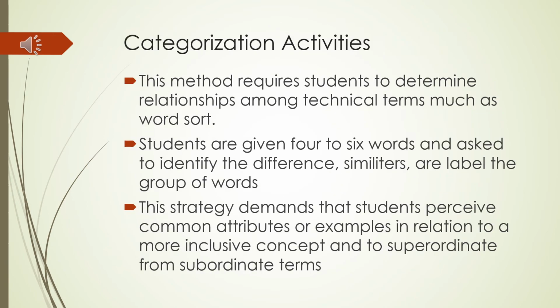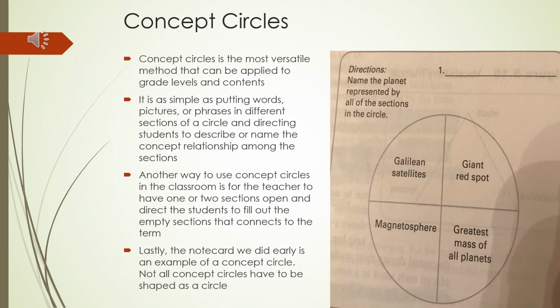Memorization activities. This method requires students to determine relations among technical terms, much as word sort. Students are given 4 to 6 words and asked to identify the different similarities or label the groups of words. This strategy demands that students perceive common attributes or examples in relation to a more inclusive concept into a superordinate or subordinate term.